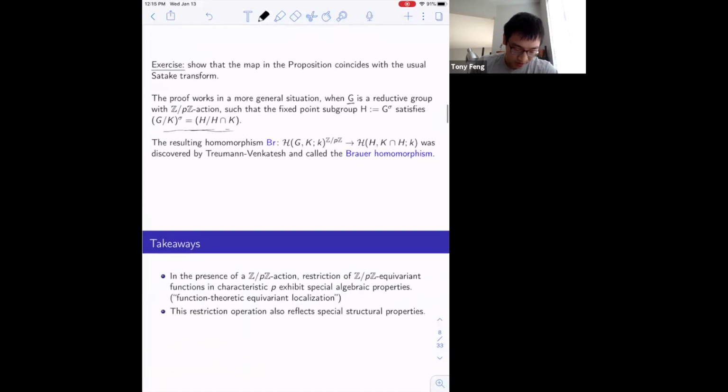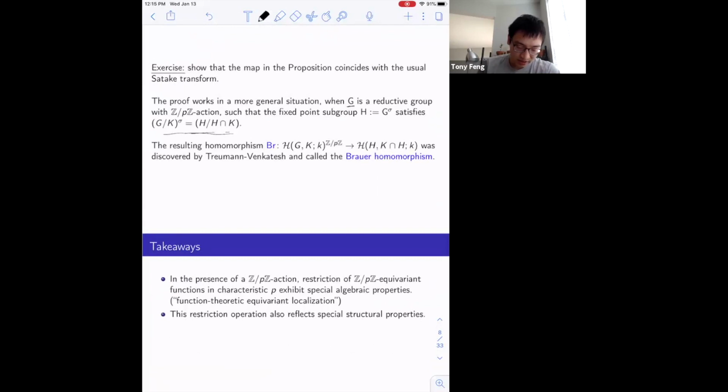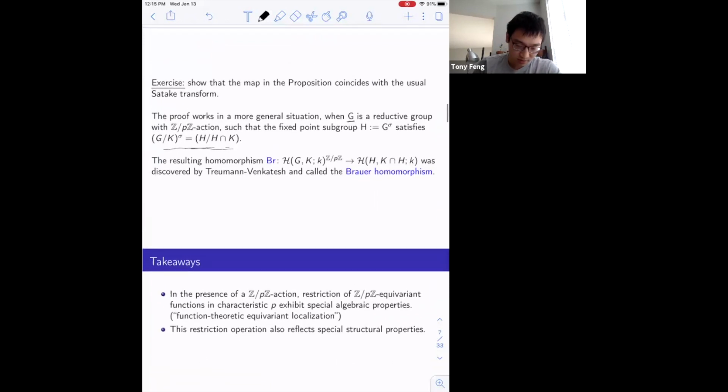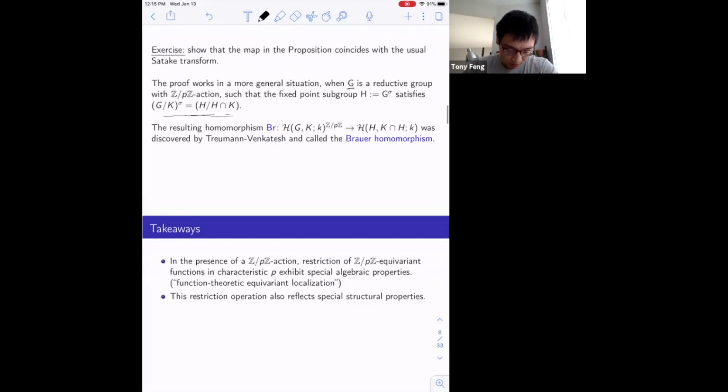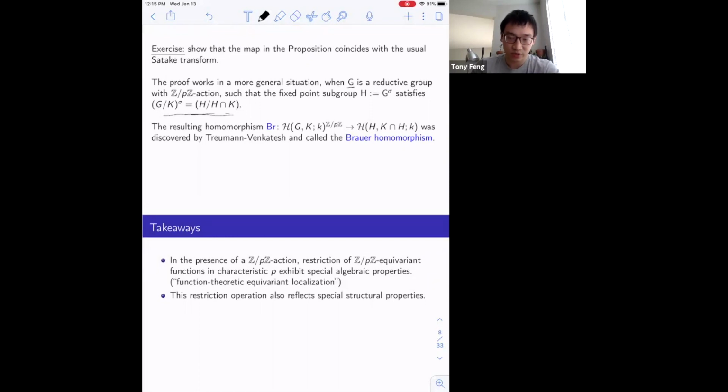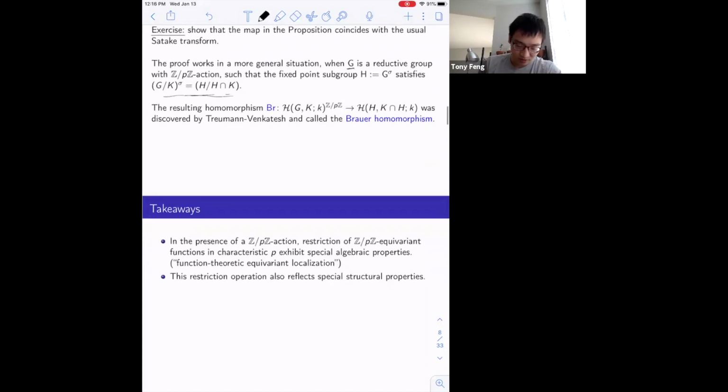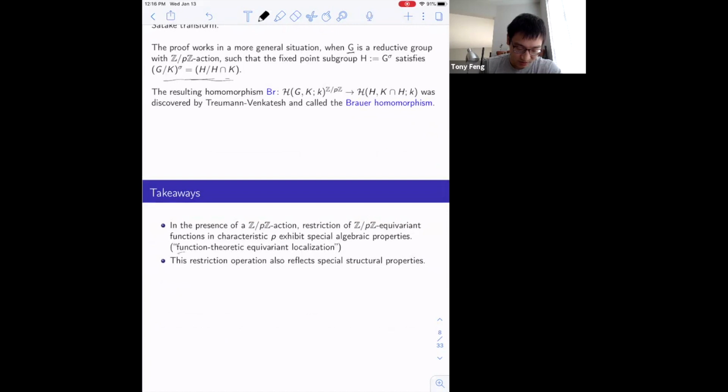But the takeaways which I'd like to emphasize from this example are that in the presence of a Z mod P action, this operation of restricting Z mod P equivariant functions with coefficients in characteristic P has special algebraic properties. Okay, so the restriction of Z mod P equivariant functions has special properties. For example, in this case, it was an algebra homomorphism, whereas when your coefficients are not in this kind of special position, it doesn't have good multiplicativity properties. So this theme is something which one may refer to as function theoretic equivariant localization.